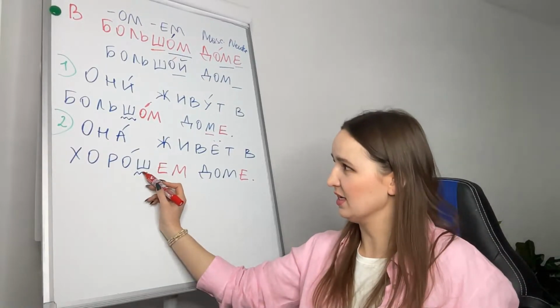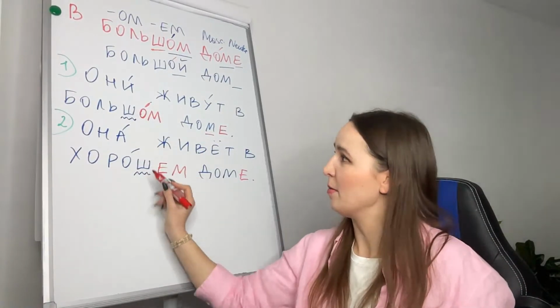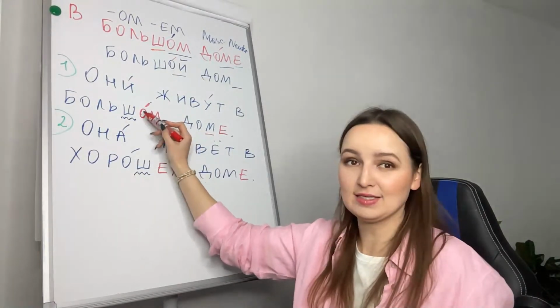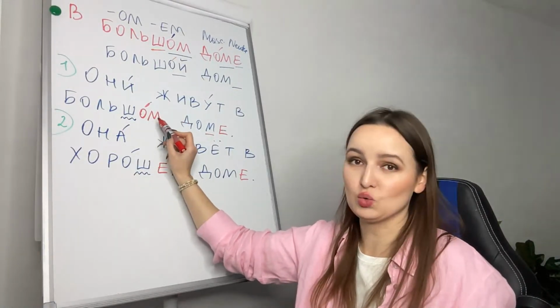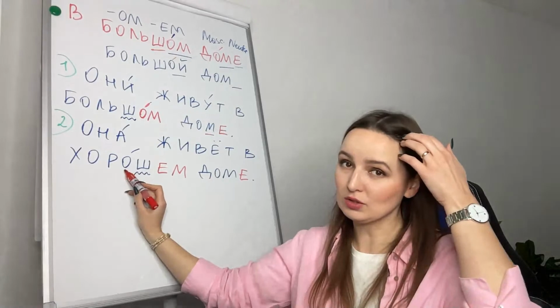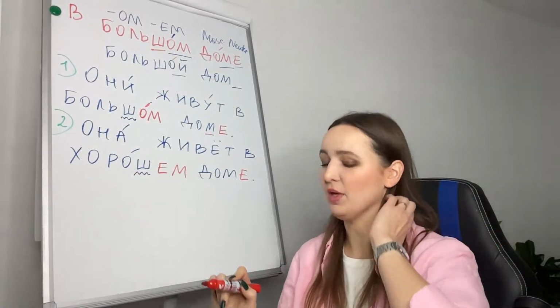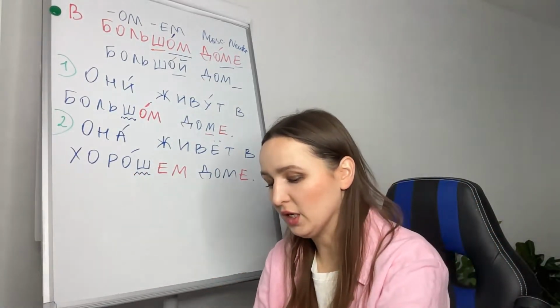So, did you understand? But here the stress was on the last syllable. This is why I used om. Here the stress is not on the last syllable. This is why I used ем. В хорошем доме. In a good house.